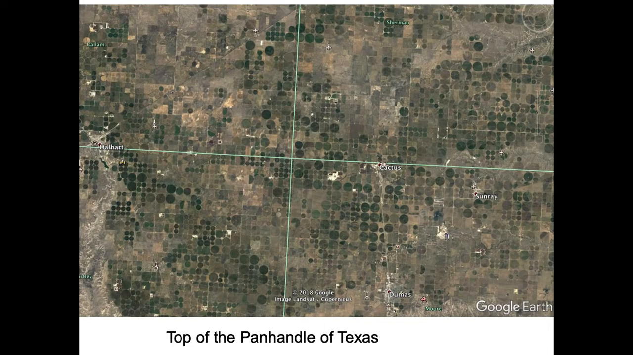This is the top of the panhandle of Texas, and this may not be something that some of you recognize, but some of you may know what these circles are. These are from center pivot agriculture, and so basically this is where irrigation is occurring. So they have a center pivot and there's an arm that sprays water out in order to cultivate crops. And so that's what makes these circles, because the arm goes all the way around the circle to water these different areas for growing crops.